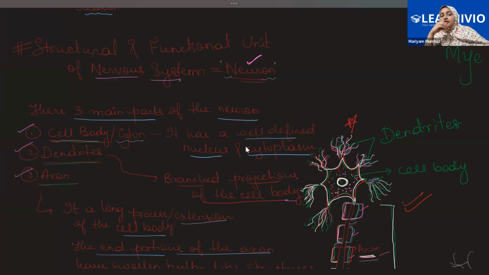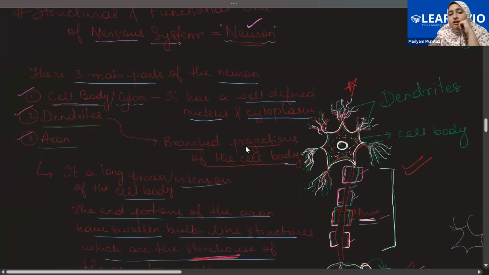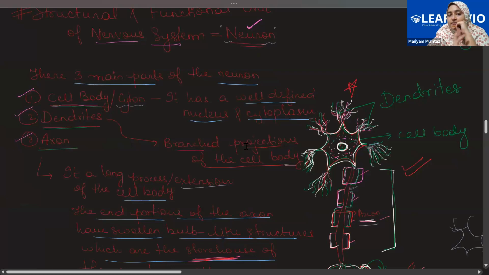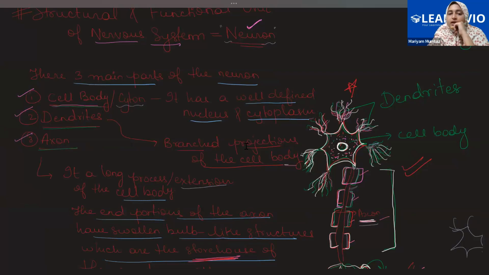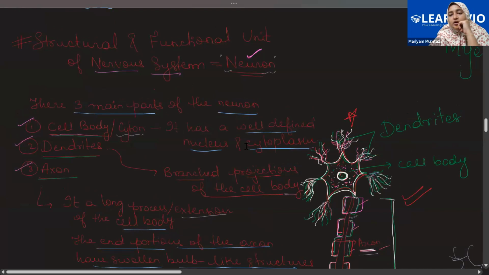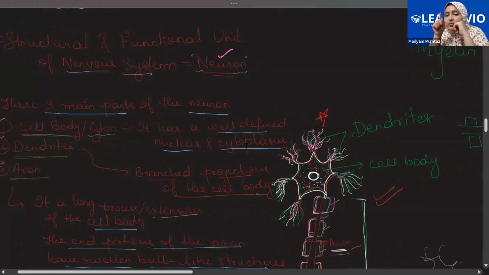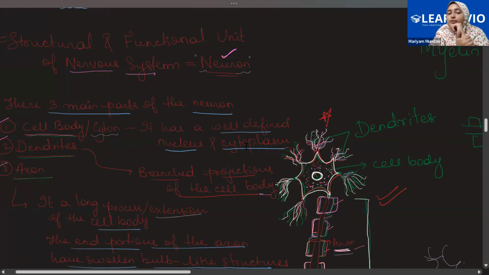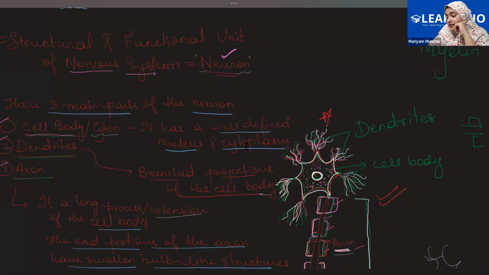Talking about the parts of the neurons. So, the neuron has three main parts. It has cell body or cyton, it has dendrites, and then it has axon. Now, see, the cell body or the cyton is that middle portion which has a proper well-defined nucleus along with the cytoplasm. So a cytoplasm is also present in it.